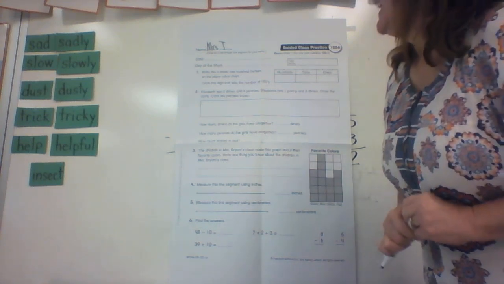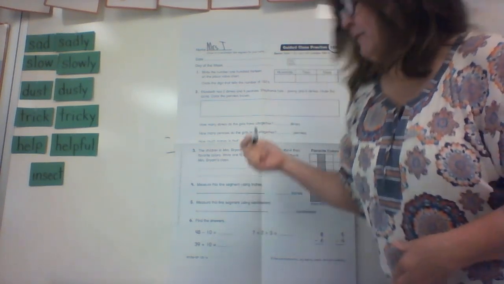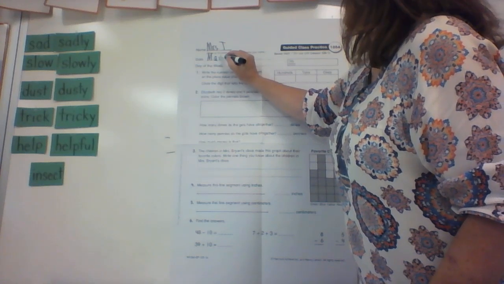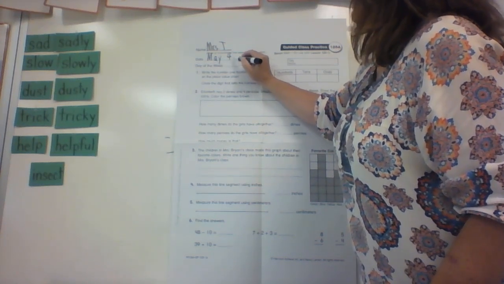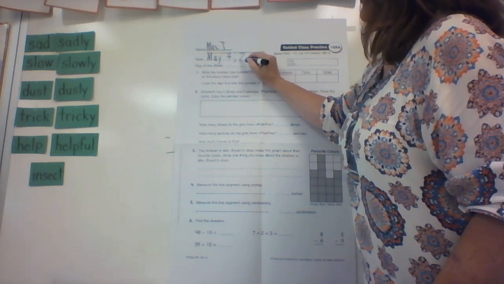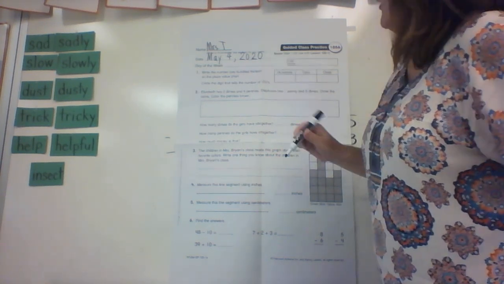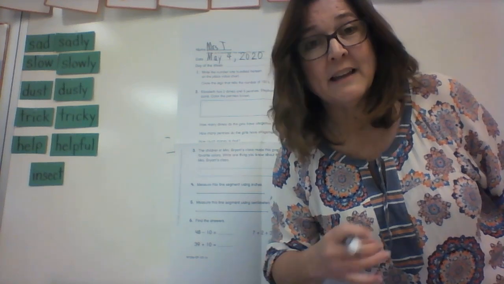Okay, now today's date is May 4th. May 4th. Let's write that together. Capital M-A-Y 4, comma, 2020. All right, we don't say May 4, we say May 4th.